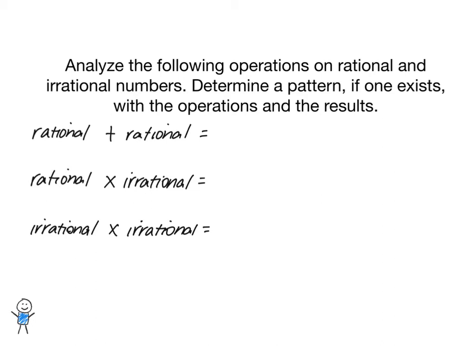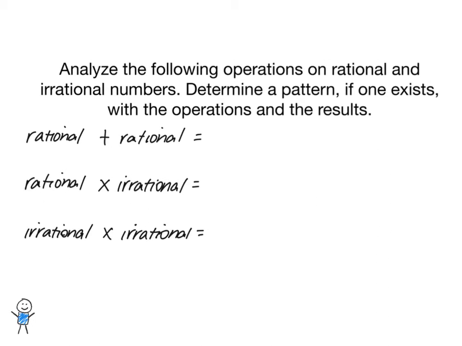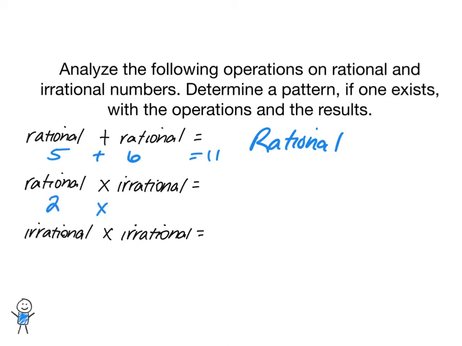In this case, a rational number like 5 plus a rational number like 6 gives you a result of 11. Every time you add 2 rational numbers, you will always get a rational number answer. Okay? Rational times irrational. So this would be something like taking, we'll use our example from the previous slide, 2, and then multiplying that by an irrational number, which pi is.